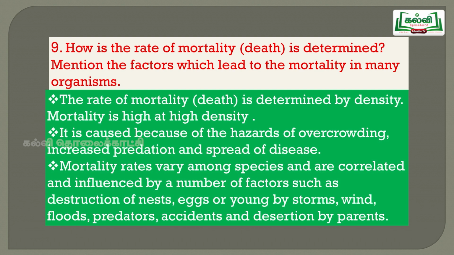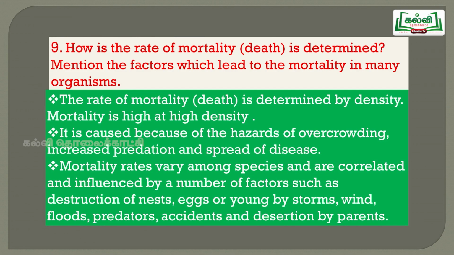Then question number 9: how is the rate of mortality, that is the death, determined, and mention the factors which lead to mortality in many organisms. The rate of mortality is determined by density. If you have more organisms, there will be competition for food. They can fight with each other for food, so the death rate can be high. That is, mortality is high at high density, and it is caused by the hazards of overcrowding, increased predation and spread of disease. If any disease is spreading, there can be a lot of deaths among the organisms.